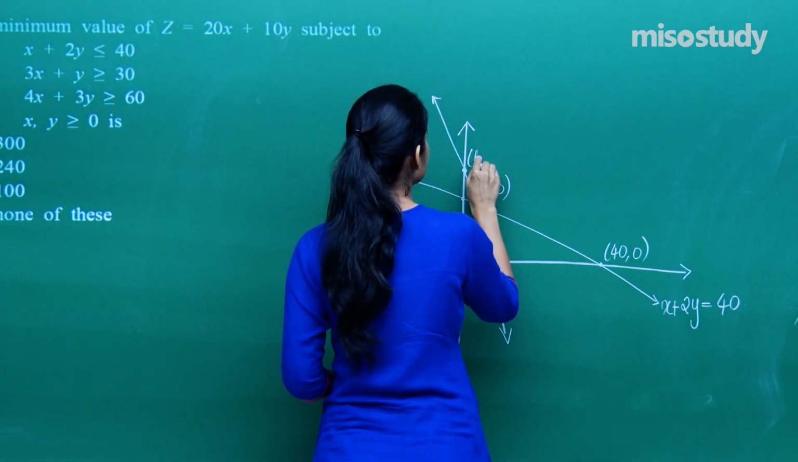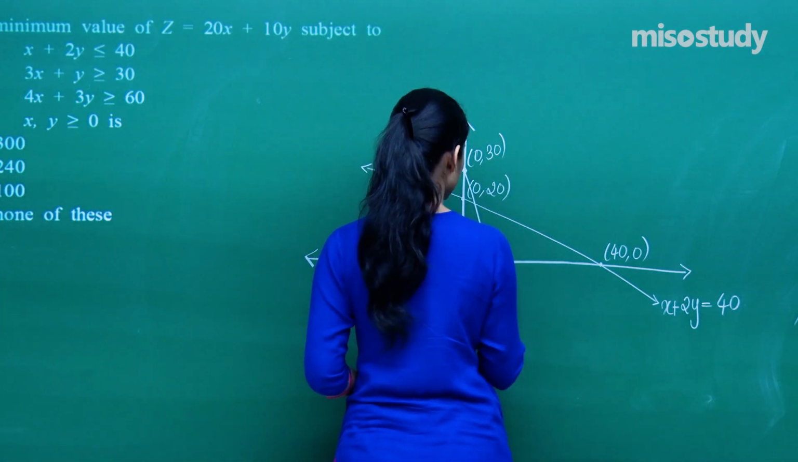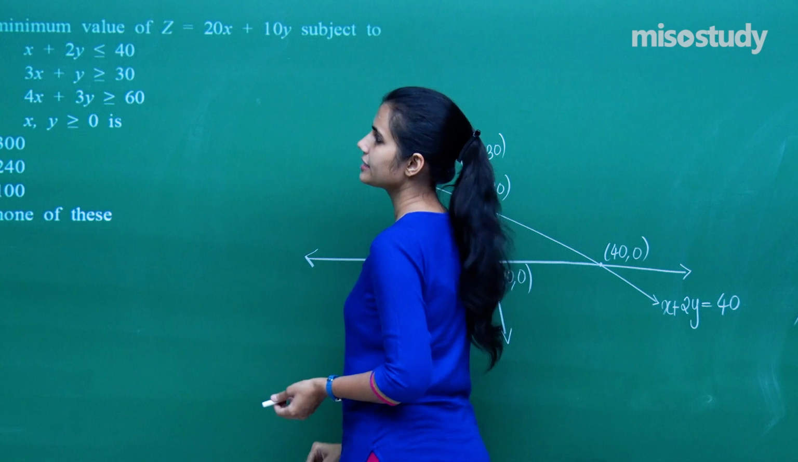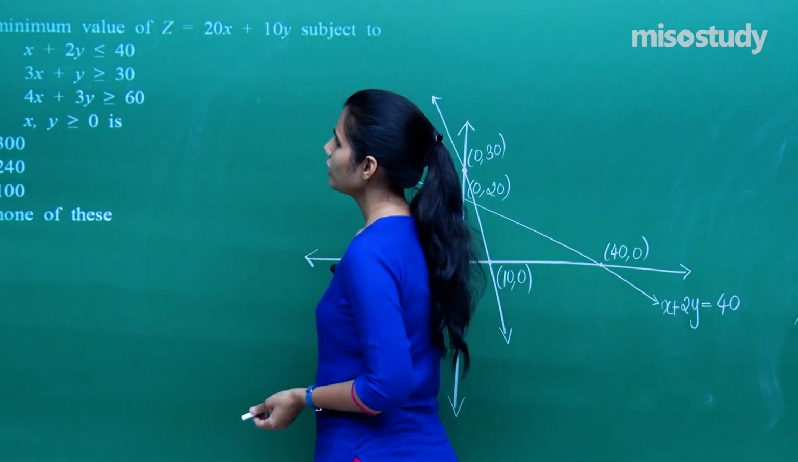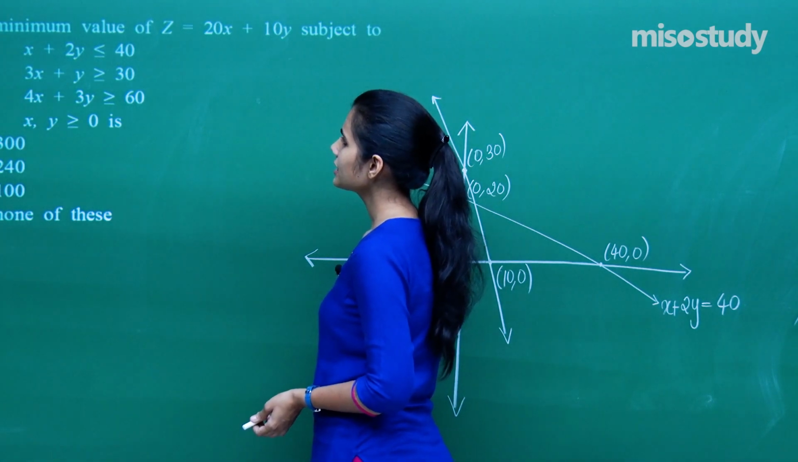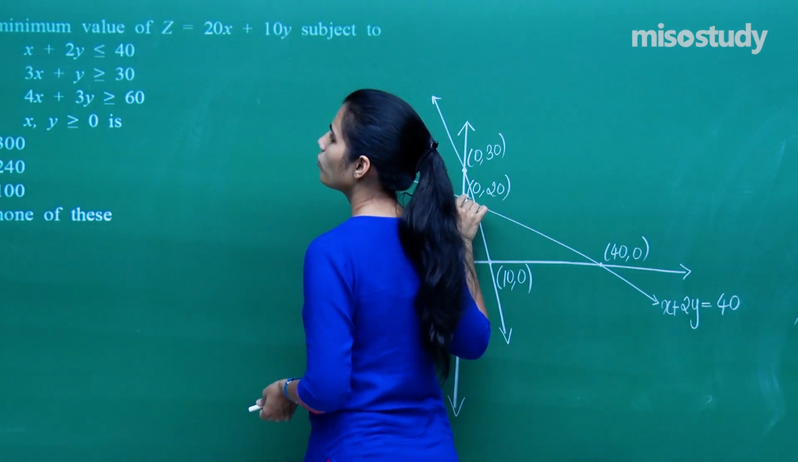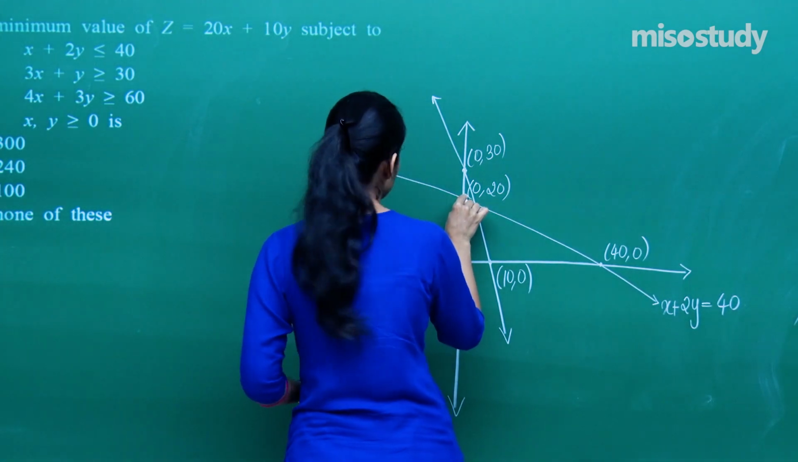Okay? When x is 0, y is 30. And this is 10 comma 0, because when y is 0, x is 10. Then you have 4x plus 3y is greater than or equal to 60. So when x is 0, y is 20. And when y is 0, x is 15.